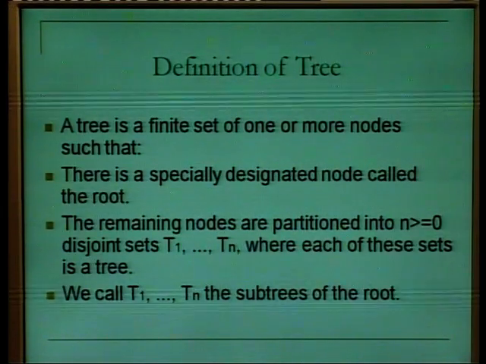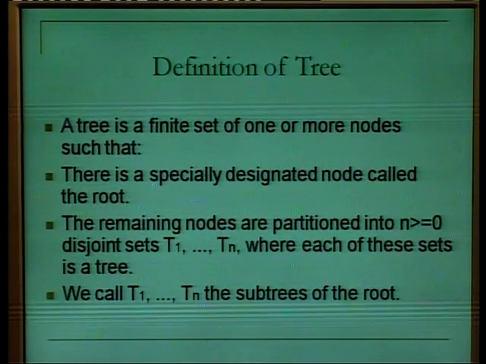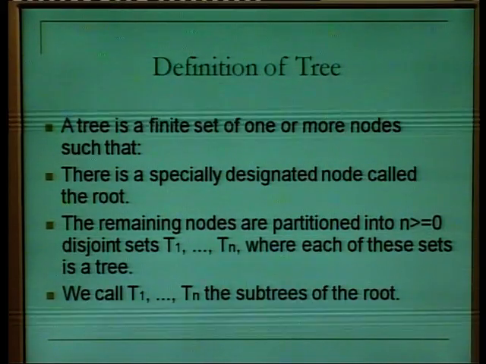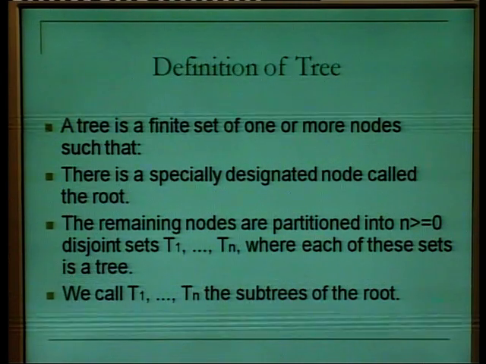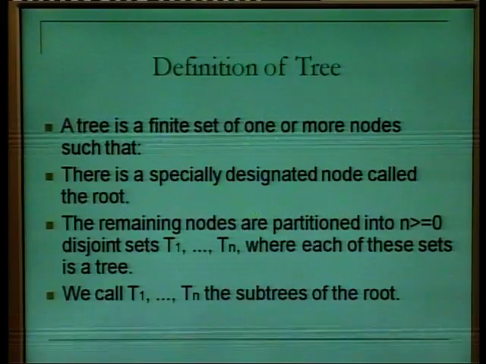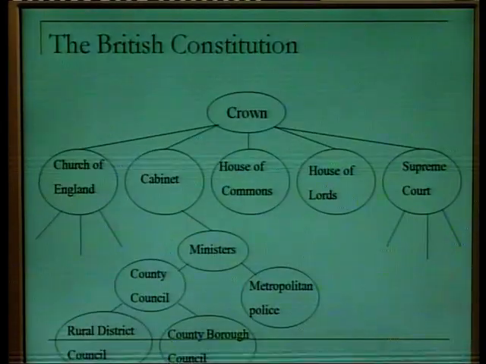Tree is a finite set of one or more nodes such that there is a specially designated node called root. The remaining nodes are partitioned into n greater than 0 disjoint sets T1, T2 up to Tn, where each of these sets is a tree. We call T1, T2 up to Tn subtrees of that root.